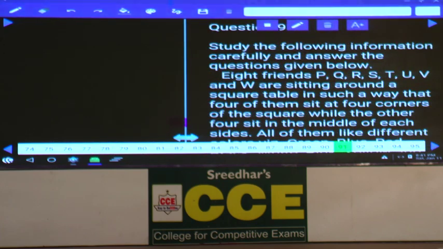Now, in this paper 127, question numbers 91 to 95 are based on a square table. How many persons are there? There are 8 persons.